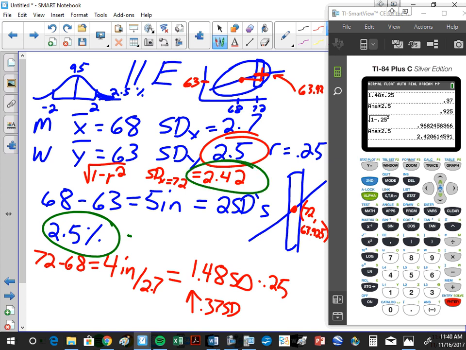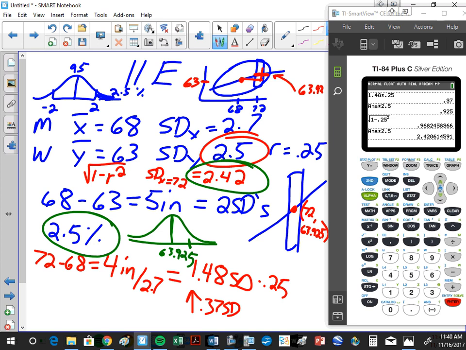So I draw my normal curve, well, just draw my curve. My y bar is 63.925, and I want to go right how far? No, I want to go right. The question says the wives are over 5 feet 8 inches.